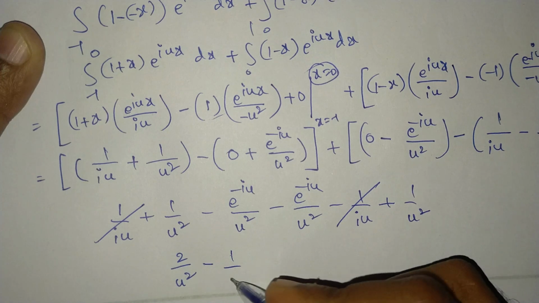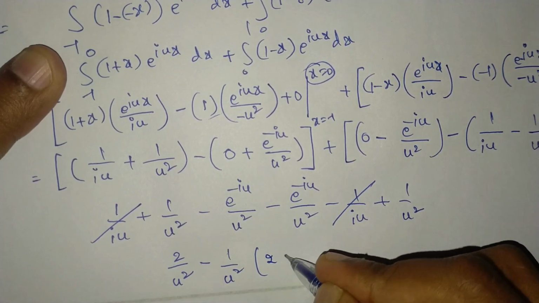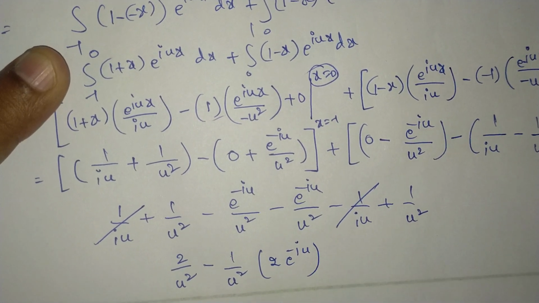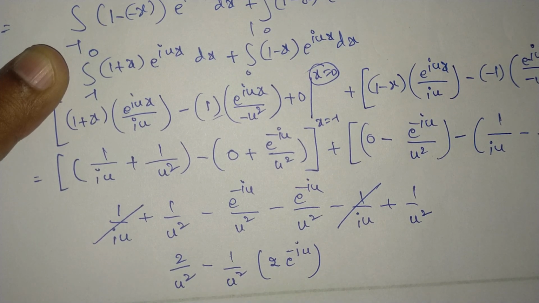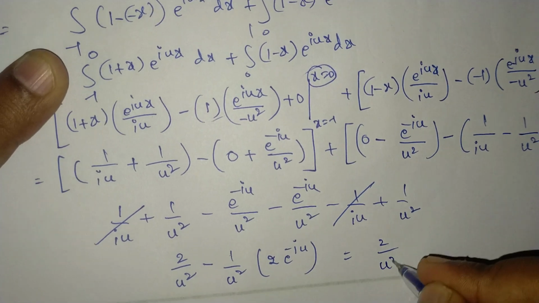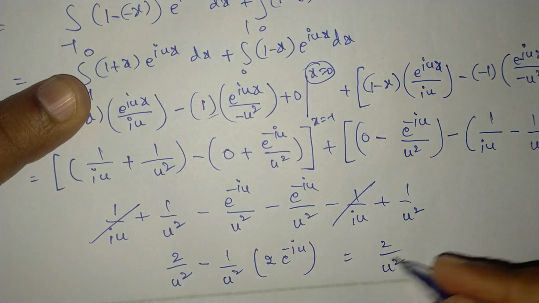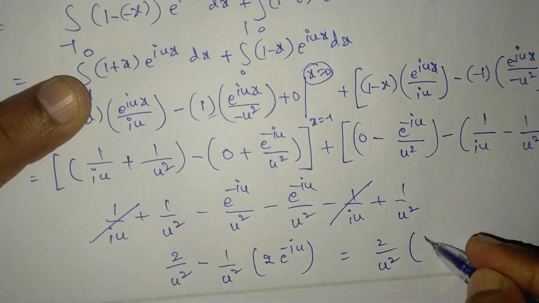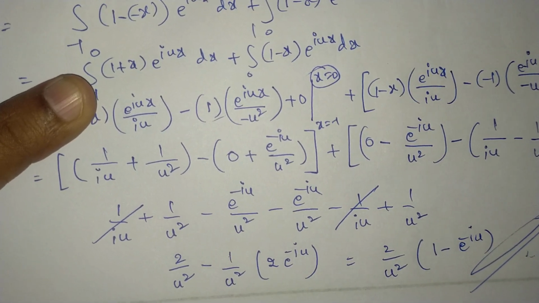So 1 by u square plus 1 by u square is 2 by u square. If I take minus 1 by u square common, we have 2 times e power minus i into u. So this is nothing but 2 by u square minus 2 e power minus i u by u square. You can do further simplification. If you want, you can leave this as it is. You can take 2 by u square common. So it is 1 minus e power minus i into u. So this is the Fourier transform of the function.